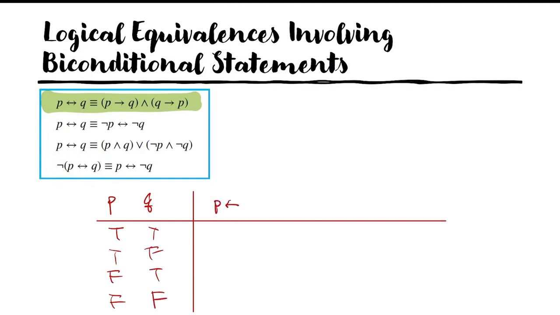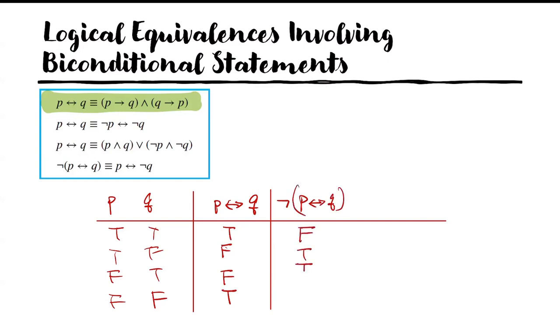And then you have P if and only if Q. And we know an if and only if statement is only true when their truth values are the same. Now to negate it, you will get false, true, true, false.